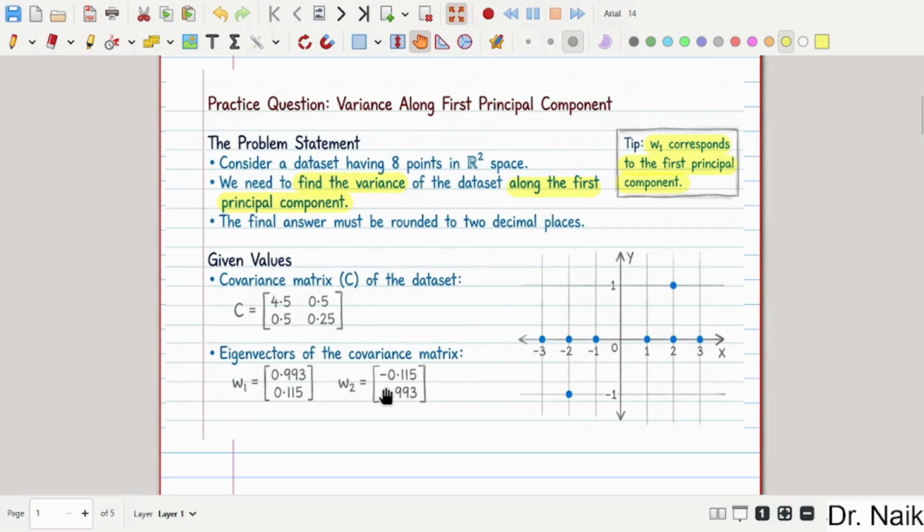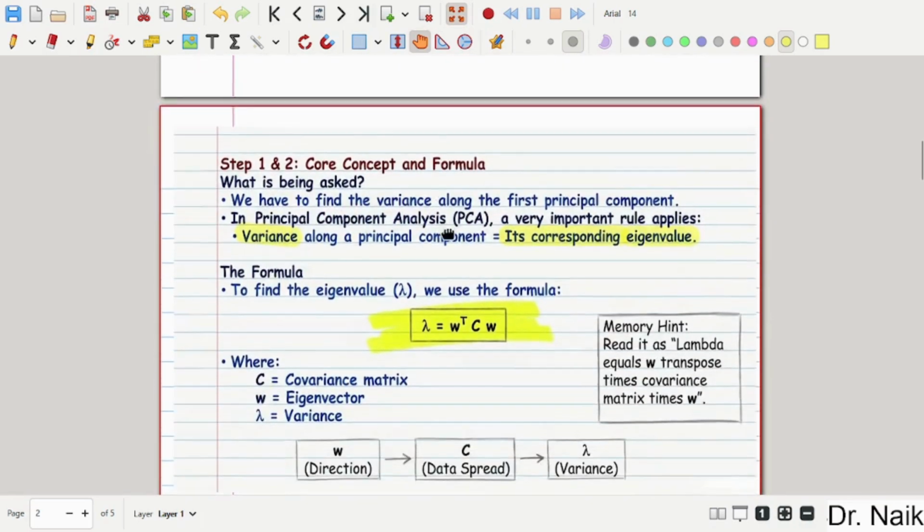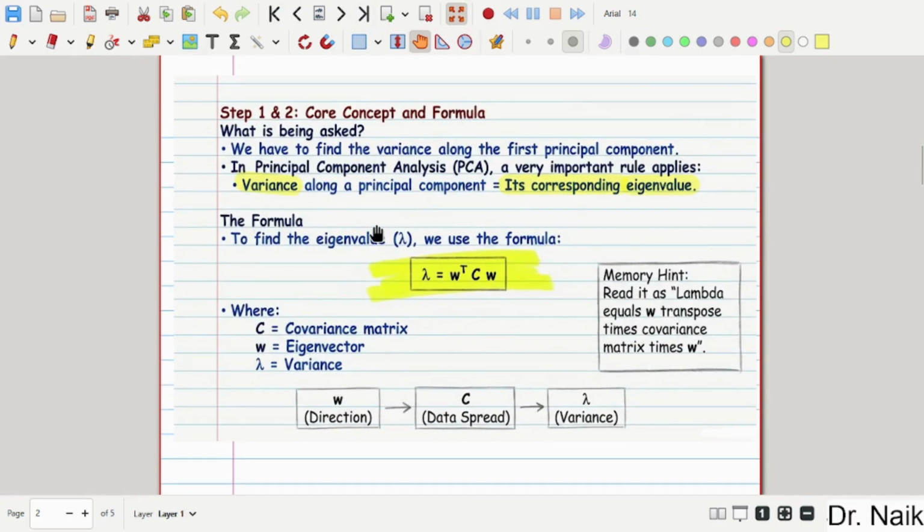The eigenvectors of the covariance matrix given are W1, a column vector with entries 0.993 and 0.115, and W2, a column vector with entries -0.115 and 0.993. Tip: W1 always corresponds to the first principal component. So they ask us to calculate the variance along the first principal component.